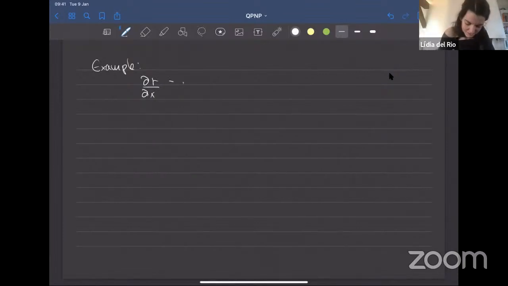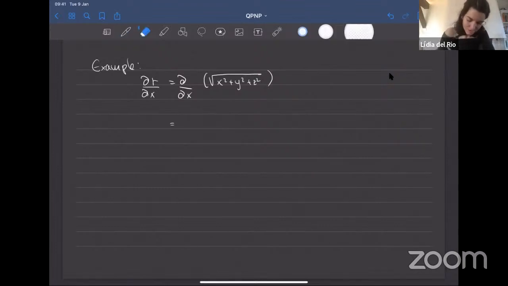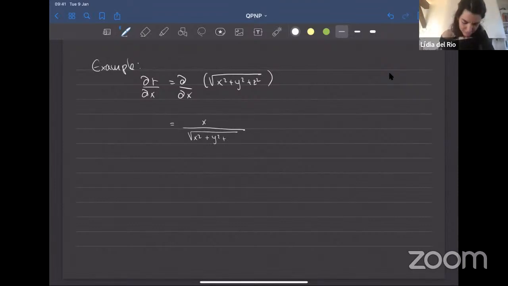Well, what was r? r we saw is the square root of x squared plus y squared plus z squared, right? So now we take this derivative. You'll do all the steps slowly at the tutorial, but this is just going to be x over this thing. As you remember this from calculus, or you trust me, or you do it yourself, which is what you'll do in the tutorial, right?